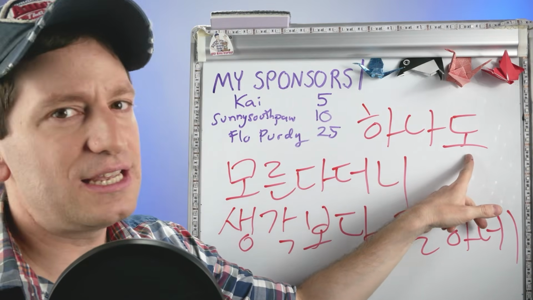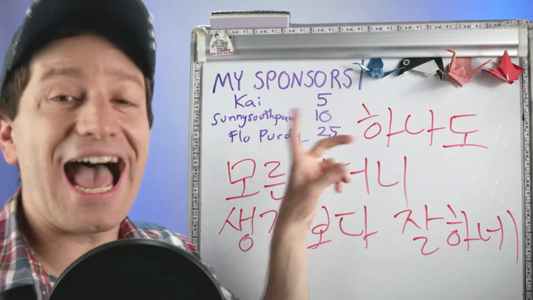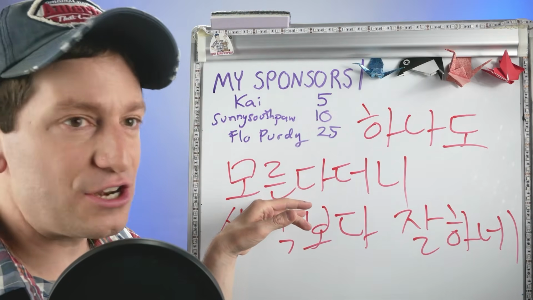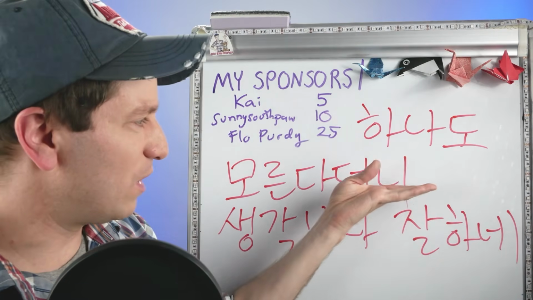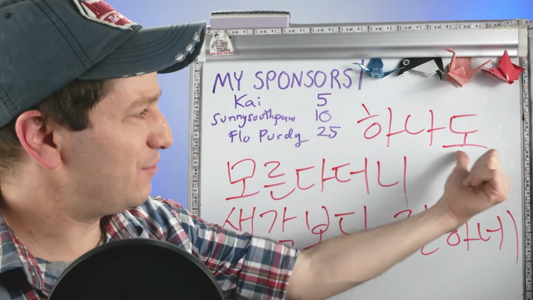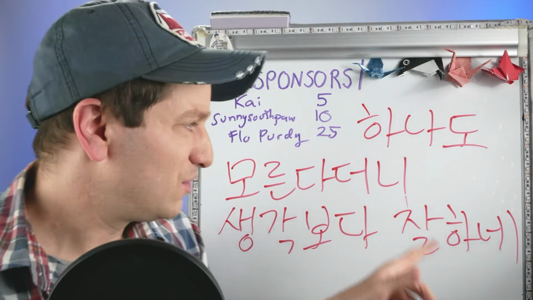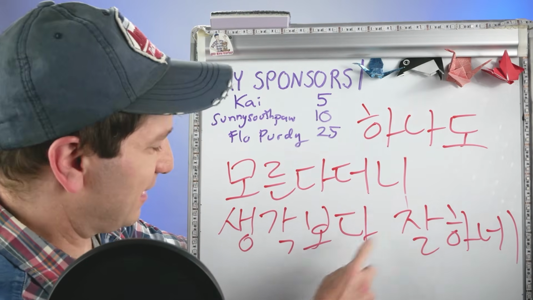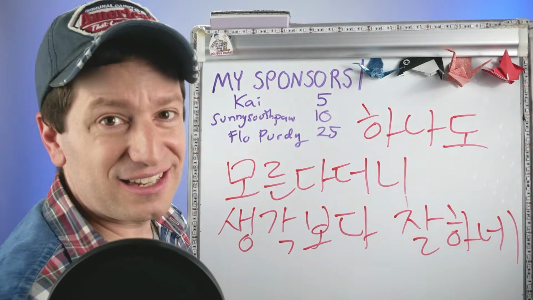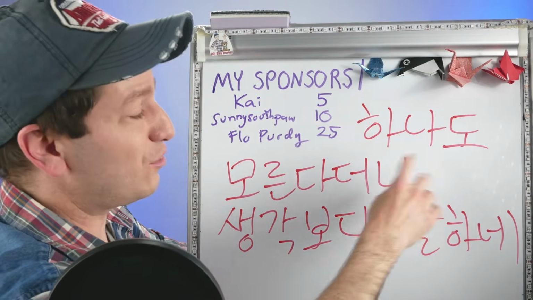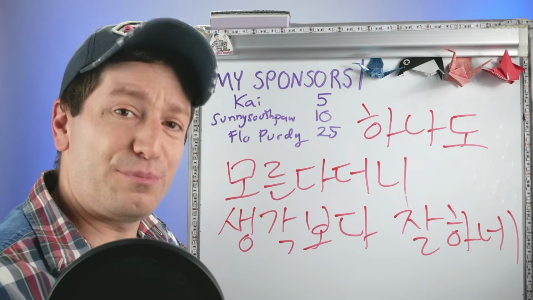하나도. This is used in negative sentences to say even one, but it's basically just a way of saying at all. In this case, 모르다, to not know. 모른다더니. So 모른다고 하더니. So someone said, you said, you don't even know anything. So you said you don't know anything. But hey, 더니. 하나도 모른다더니. 생각보다, more than expected. 잘하네. Hey, you're better than I thought. 하나도 모른다더니. 생각보다 잘하네. You said you don't know it at all, but you're better than I thought.